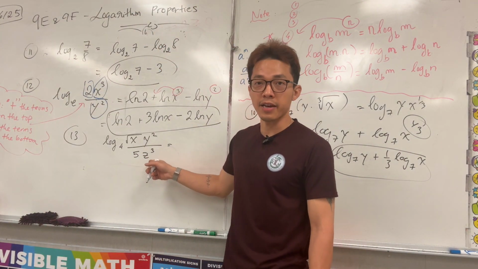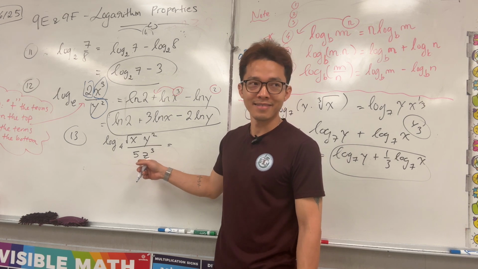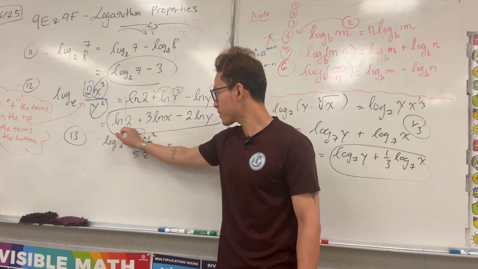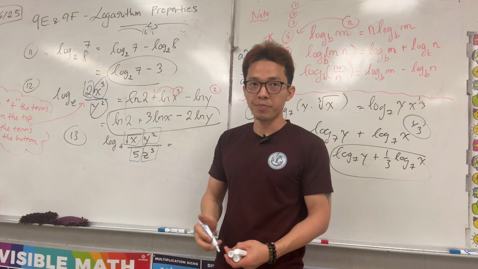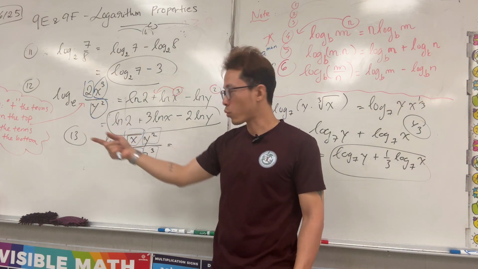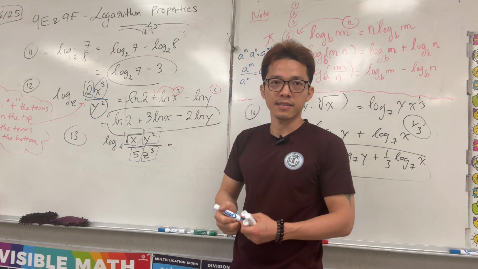How many terms do you see here? 4, right? One here, one here, one here, one here. Whenever it's on the top, you plus. Whenever it's on the bottom, you minus. Okay.